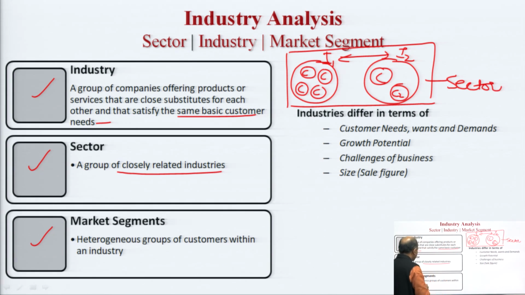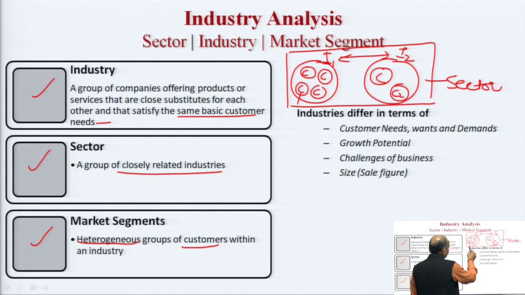Now what is a market segment? A market segment is a heterogeneous group of customers within the industry. So basically what this particular industry is dealing with has its own unique kind of customers that may differ from the customers of this company.